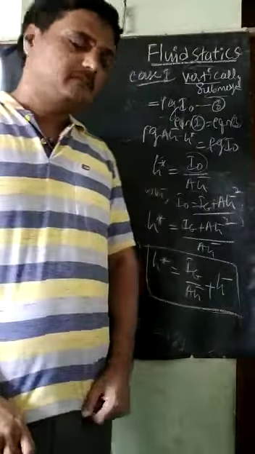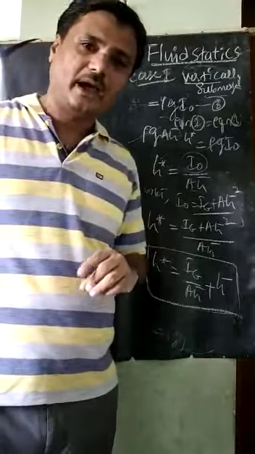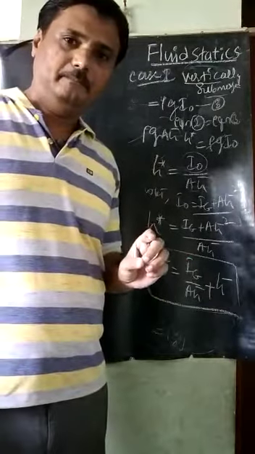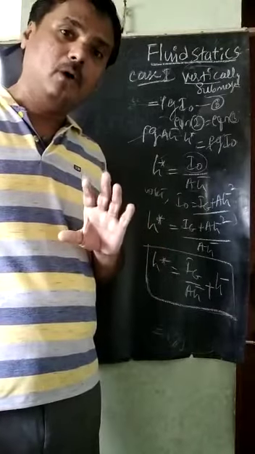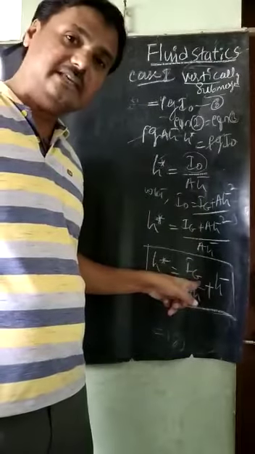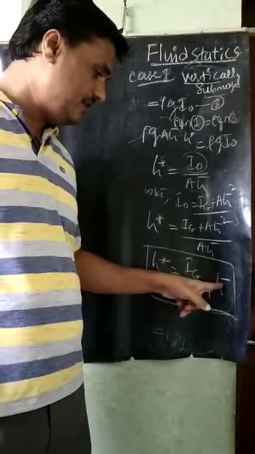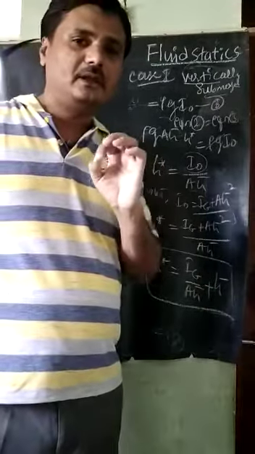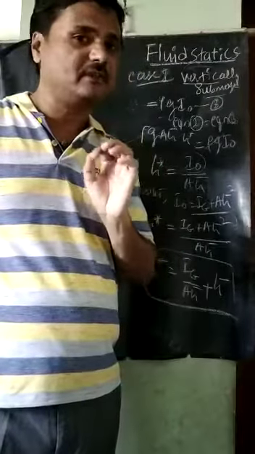So we will see now in this equation, what is Ig? Ig is the moment of inertia of the surface about the axis which is passing through the CG. And H bar is the distance between the free surface and the CG of the surface.